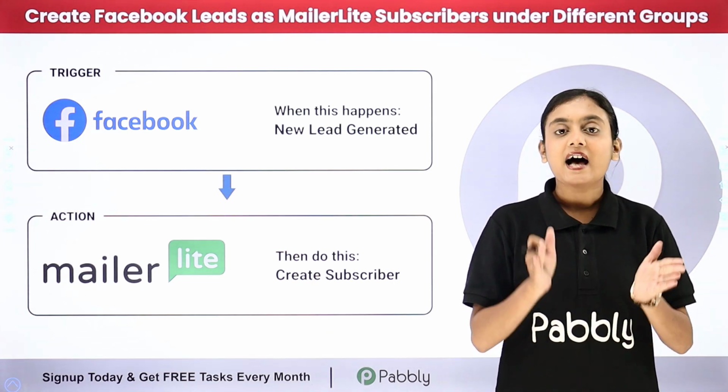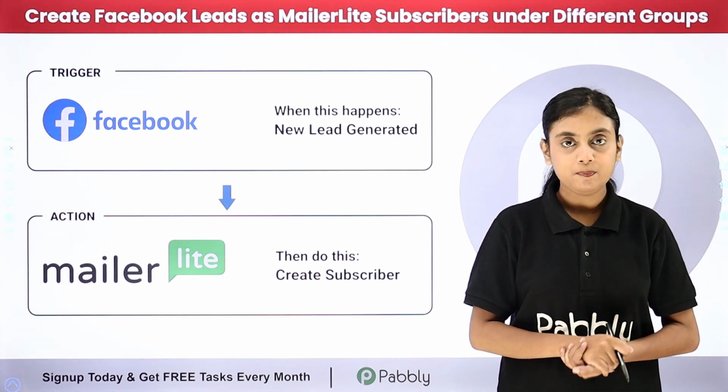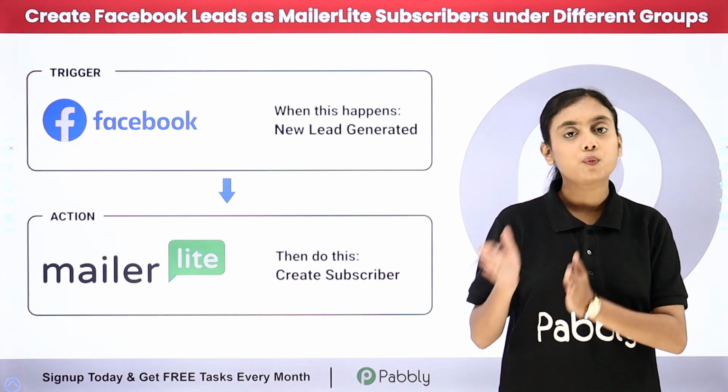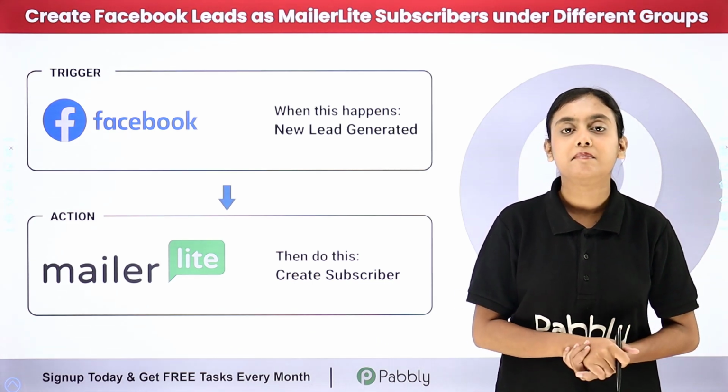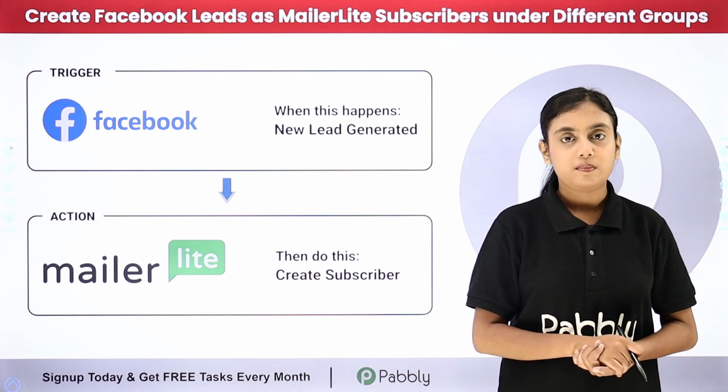I want that as soon as any of my leads select a specific option from the given category, that lead should be added as a subscriber to the corresponding group that I've created for that category in my MailerLite account. And if I'm going to do this manually, it is going to take me a lot of time.